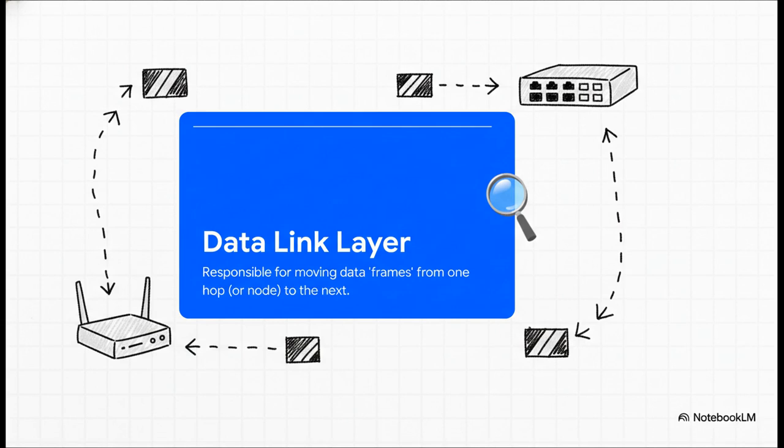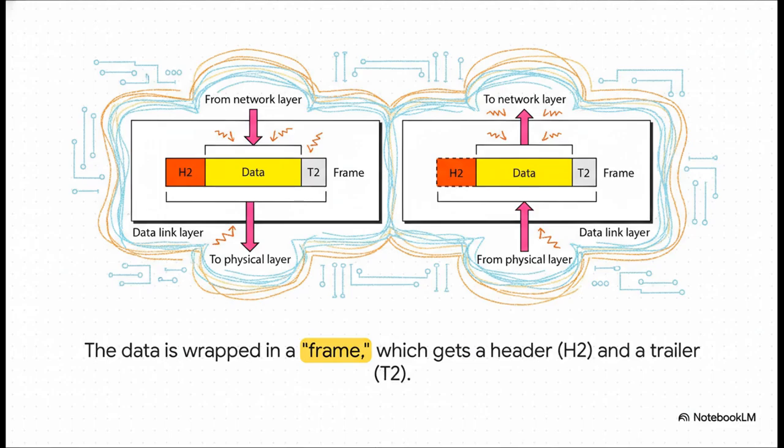So while the network layer knows the final destination, like across the country, the data link layer is only focused on getting the data to the very next device in the chain, which might just be your router. It packages the data for this short trip into something called a frame. And you can see right here how that data gets bundled up inside a frame. It gets a header at the front and a trailer at the back, and these contain the super specific instructions needed to get it to the very next device.